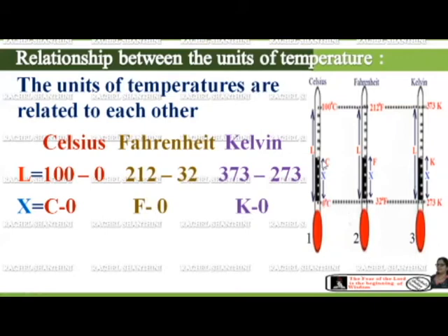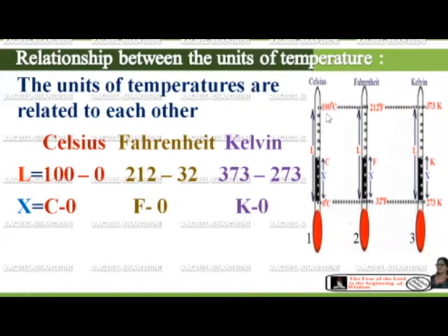The mercury starts to expand and reaches the upper fixed point, which is the same in all the 3 apparatus. In Kelvin scale, it reaches 373 K. In Fahrenheit scale, it reaches 212 degrees Fahrenheit. In Celsius, it reaches 100 degrees centigrade. Now, let us keep all these 3 apparatus in an ice tub. Now, the mercury begins to contract and touches the lower fixed point. It touches 273 K in Kelvin scale, 32 degrees Fahrenheit in Fahrenheit scale, and 0 degrees centigrade in Celsius scale.